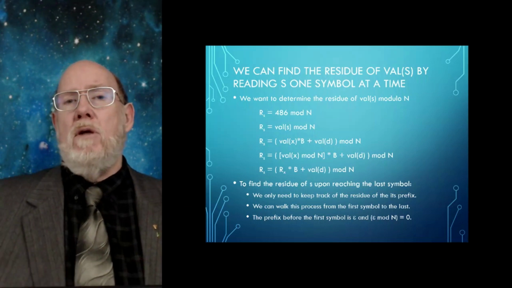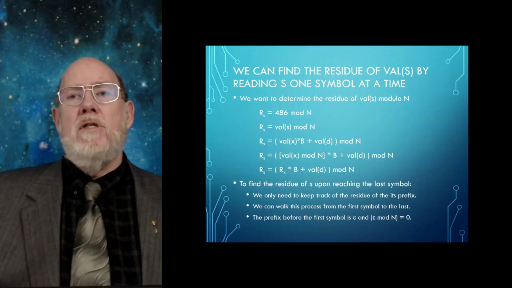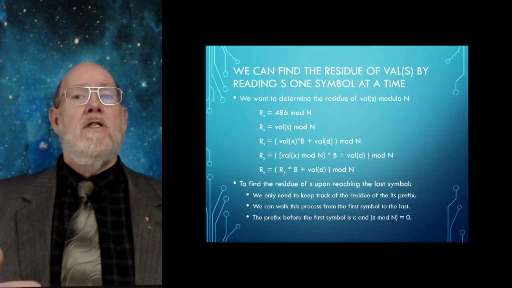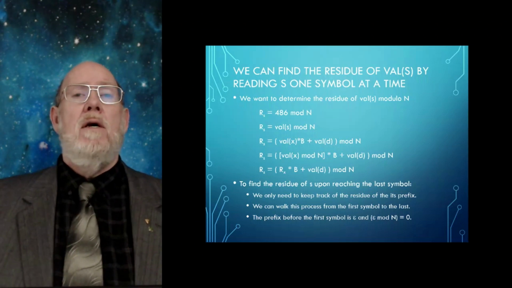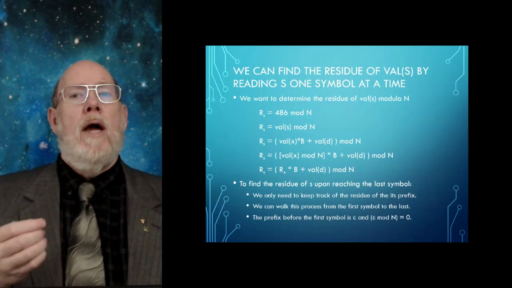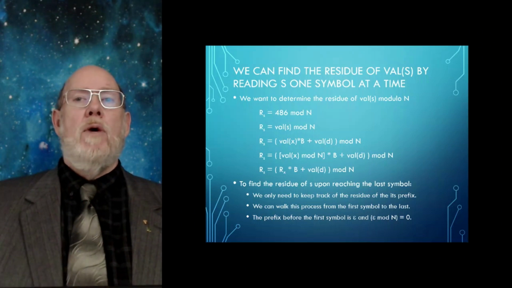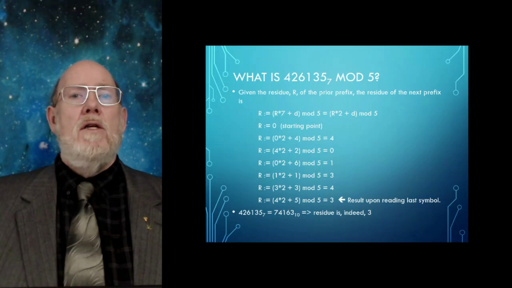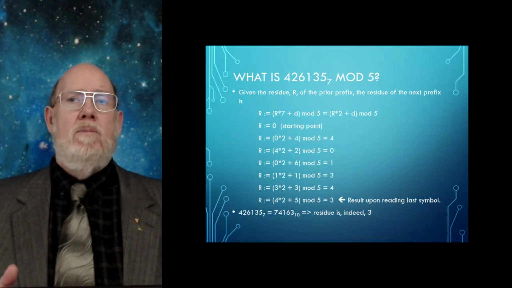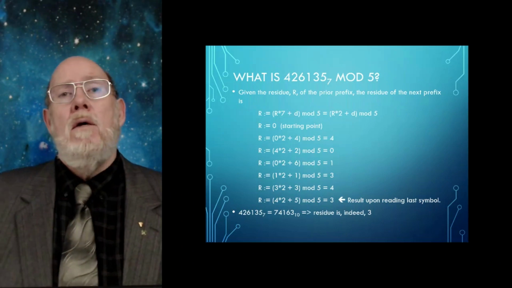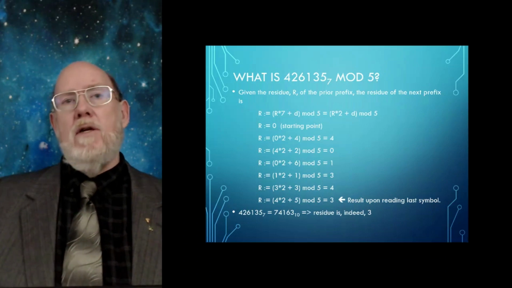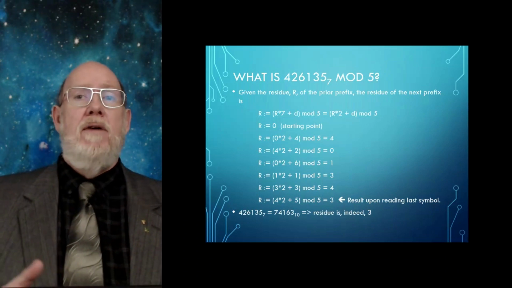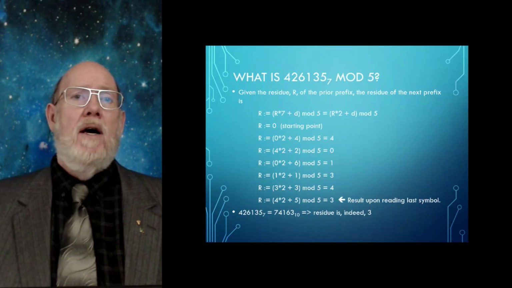So how do we start? When we read the first symbol, we need to have the residue of its prefix, which is the empty string. In order to make the math work out correctly, we merely define the residue of the empty string to be 0. Let's walk through this procedure by hand, or possibly just in our head, to determine the residue of this relatively large number expressed in base 7 when reduced modulo 5.